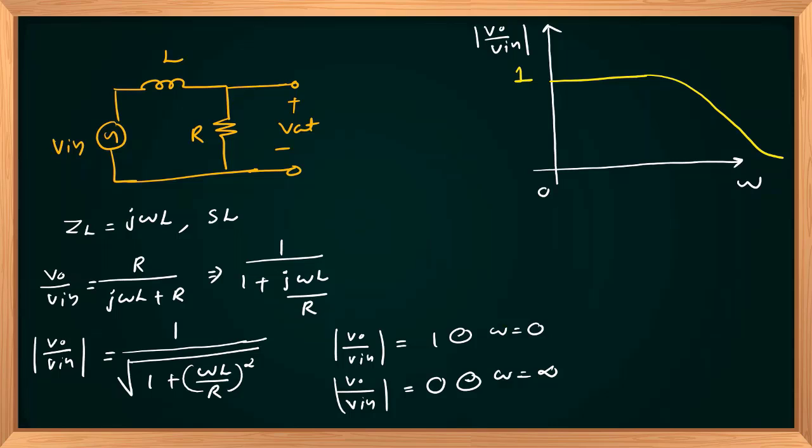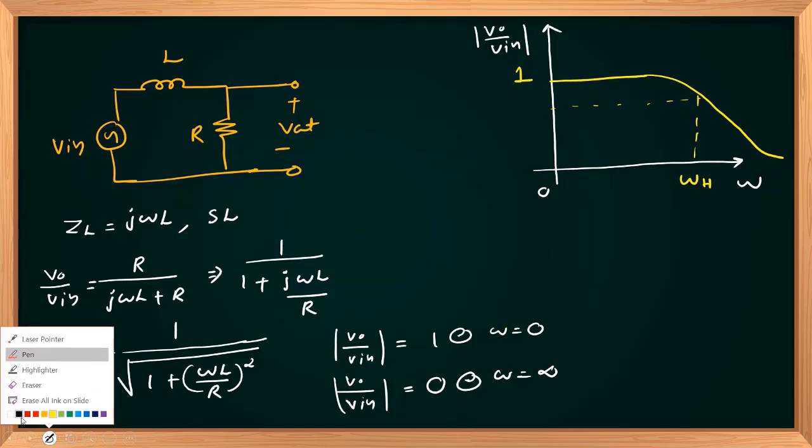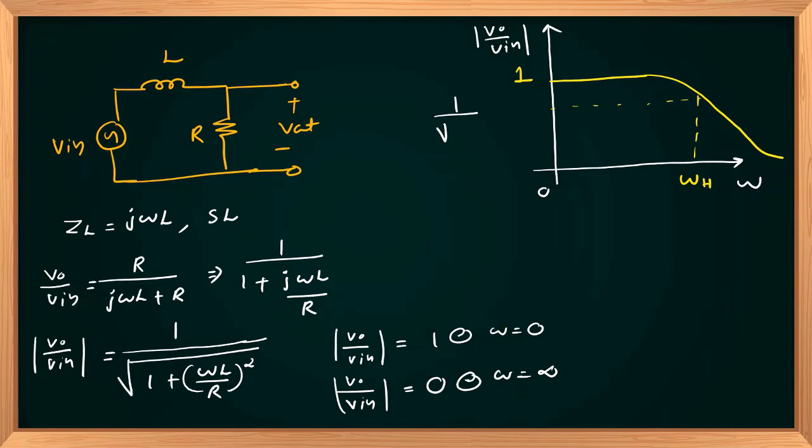It's a low pass filter. A low pass filter will have an upper cutoff frequency, defined as the frequency at which the magnitude of voltage gain decreases to 1 by root 2 times its maximum value. For that, the second term inside the bracket should be equal to 1, which implies omega L upon R equals 1, which implies omega equals R upon L.